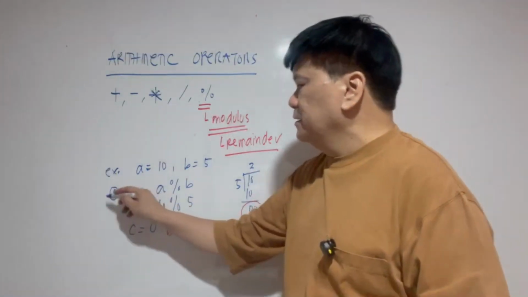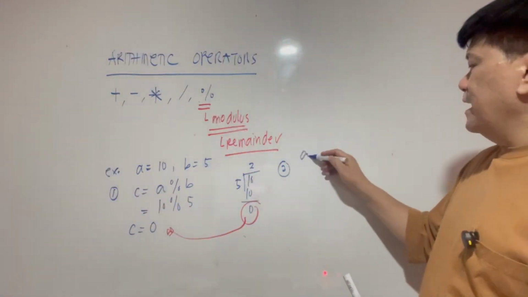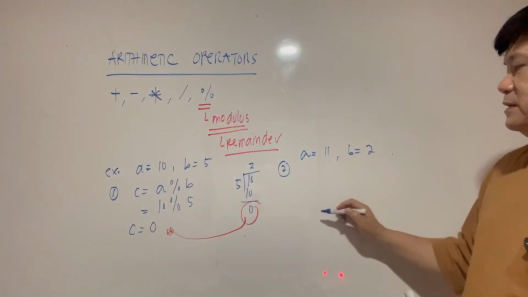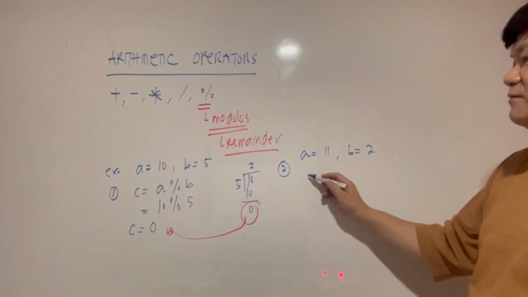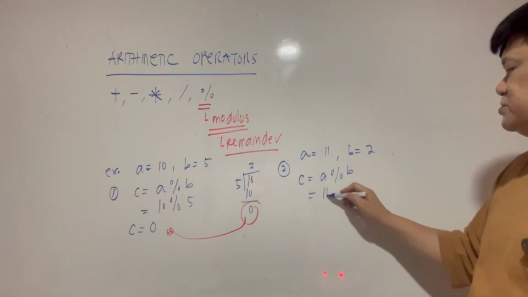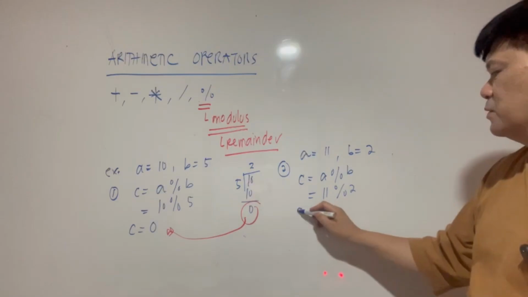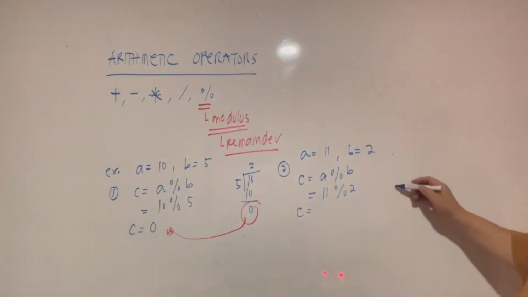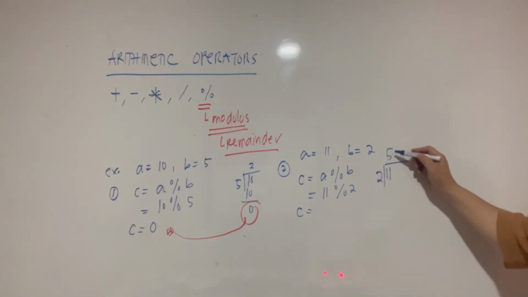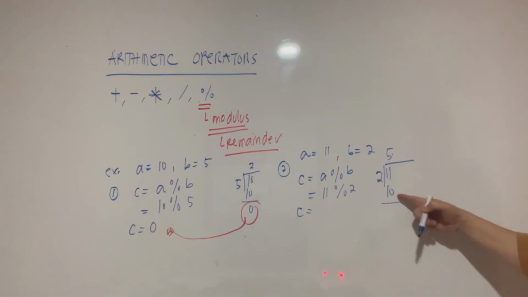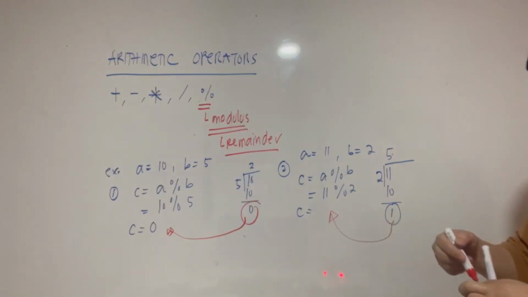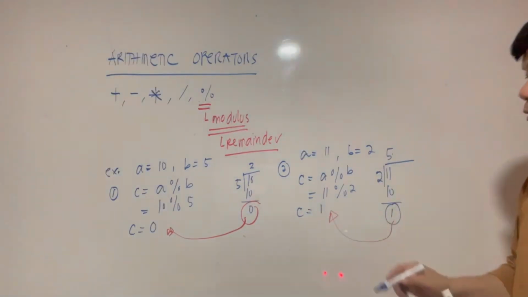Another example, let's say your A is equal to 11, your B is equal to 2. Now, let us get the value of C. C is equal to A modulus of B. Substitute 11 modulus of 2. So what is now the value of C here? We divide 11 divided by 2. So this is 5. 5 times 2, you have 10. 11 minus 10, you have 1. So the remainder here, or your value for your C, is equal to 1.